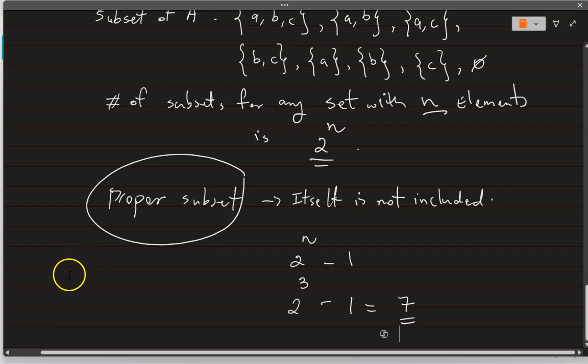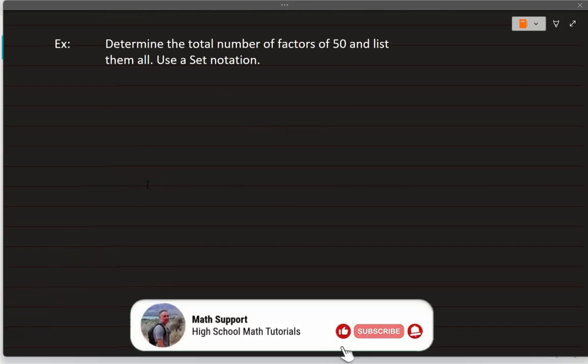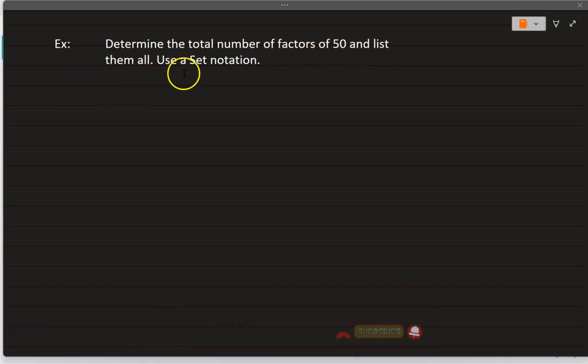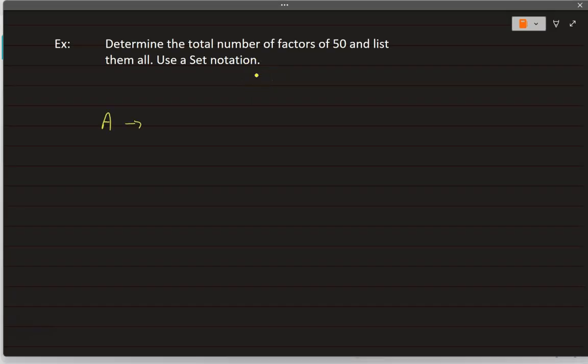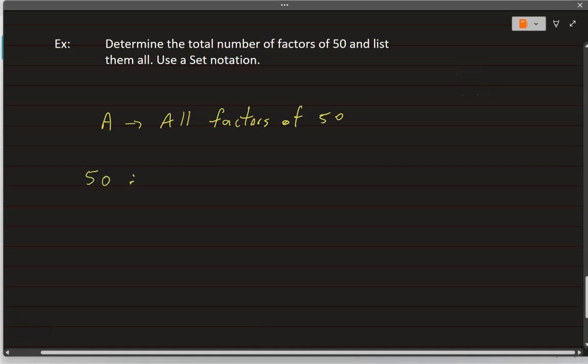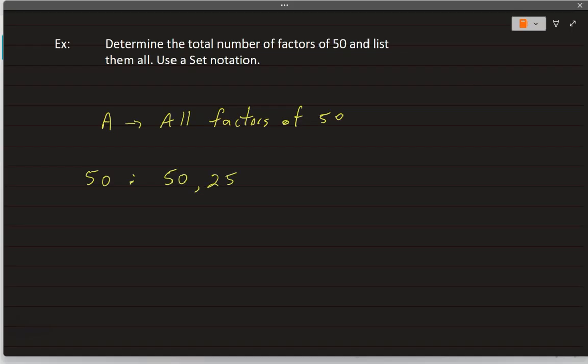All right, let's look at another example. Okay, look at this example. Determine the total number of factors of 50 and list them all, and then use set notation. Okay, so what we want is: the set A is all factors of 50. All right, so now let's go ahead and list all the factors of 50. So here it is, we have 50. So 50 is a factor of itself. The next one is 25, right? Next one is 10, next one is 5, and next one is 2. Okay, these are all factors of 50.